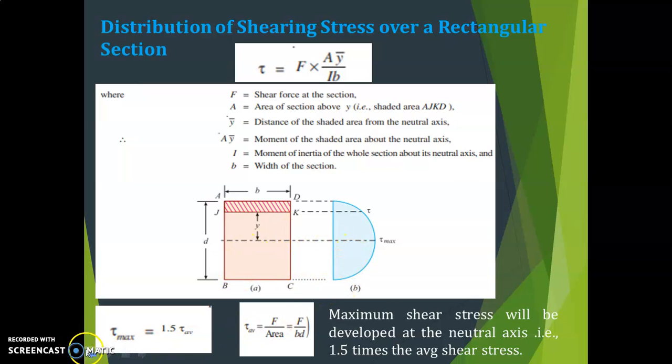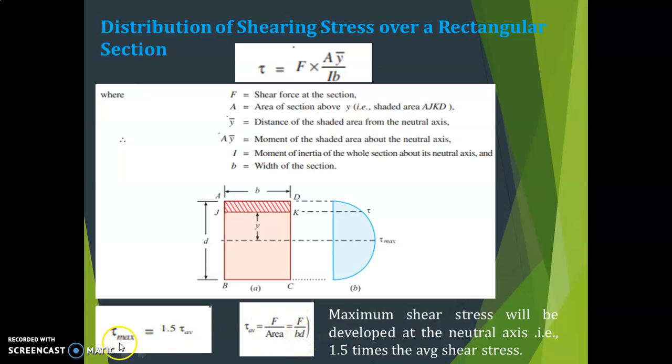Now we'll see what is the formula for that. Tau maximum is equal to 1.5 tau average. Here also there is some derivation, I'm not explaining that. You just remember tau maximum is equal to 1.5 times tau average. What is this tau average? It means average shear stress, which is equal to shear force divided by area. For the rectangular section the area is B D. So tau average is equal to F divided by B D.